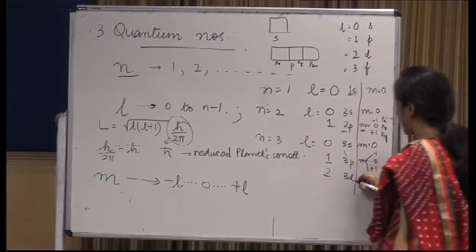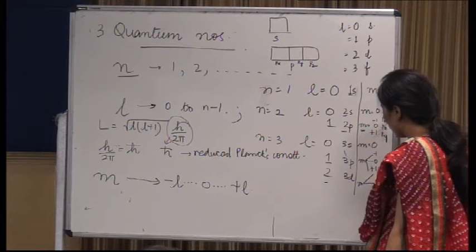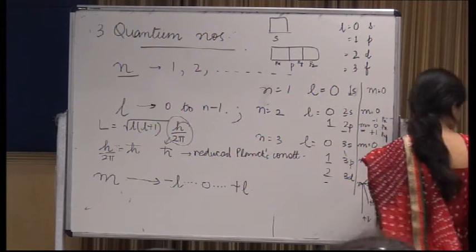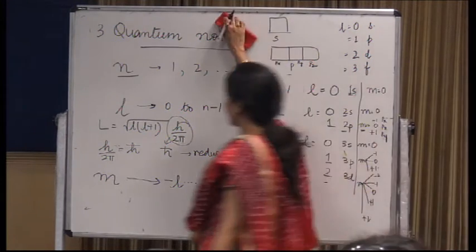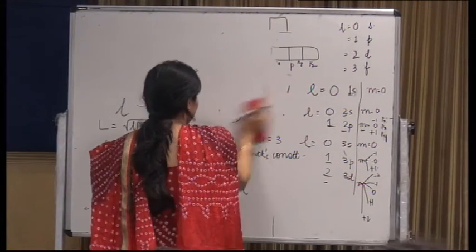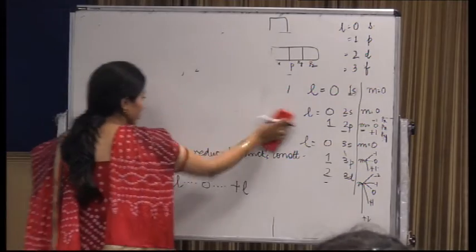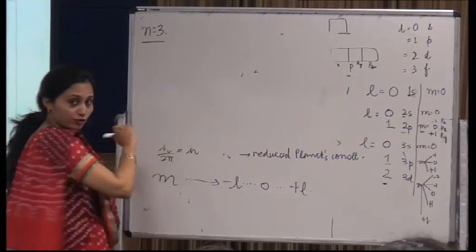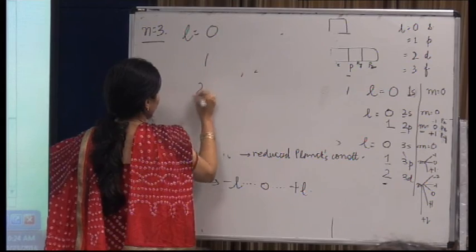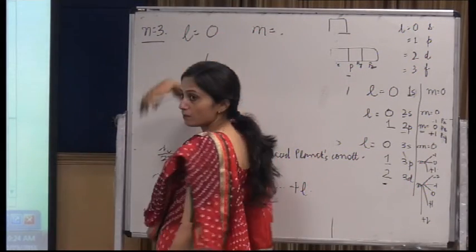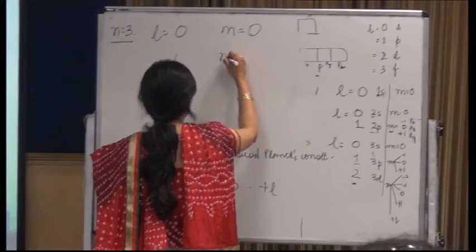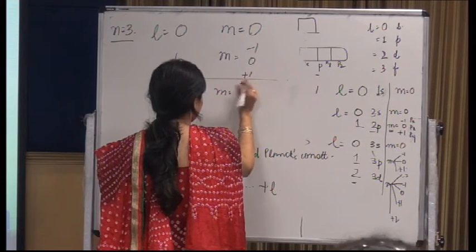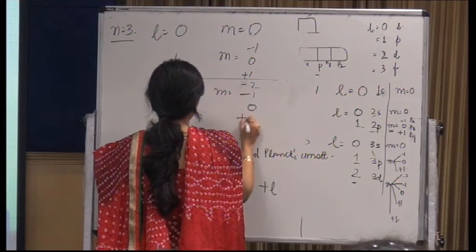And then when we talk about d, L is 2. So you will have m equal to minus 2, minus 1, 0, plus 1, plus 2. Right? Remember that only 3 quantum numbers are known from the solution of the Schrodinger wave equation. Now here, when n is equal to 3, my L will be equal to 0, 1, 2, and m in this case will be from minus L to plus L. So it will be 0 here, minus 1, 0, plus 1, and for this case, m is equal to minus 2, minus 1, 0, plus 1, plus 2.